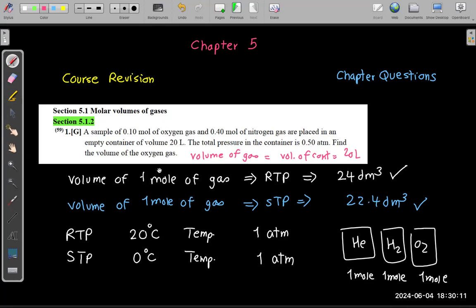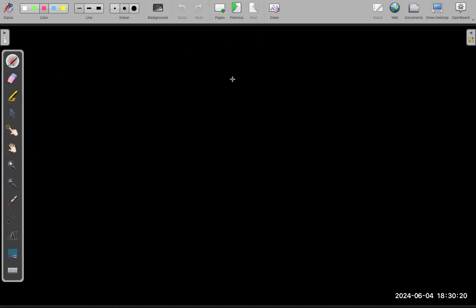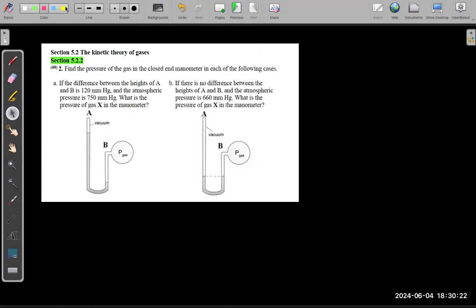Then the kinetic theory of gases will ask me how to measure the pressure using a manometer, either an open-end manometer or a closed-end manometer. And we can also measure the atmospheric pressure using a different device, which is called the barometer. So what is the use of the barometer? It's used to measure the atmospheric pressure. What is the use of the manometers? The manometers are used to measure the pressure of gas, and there are 2 types.